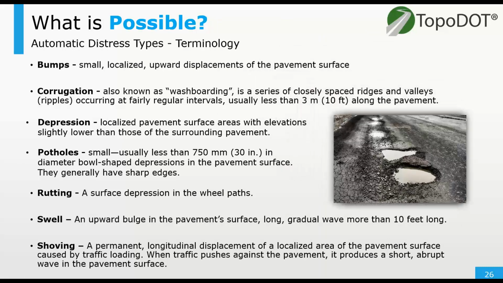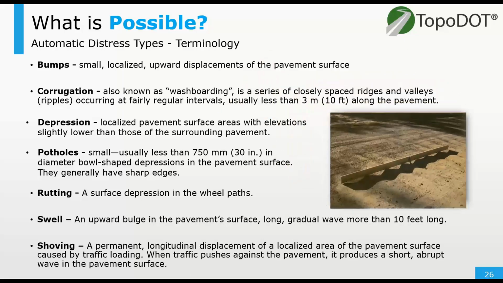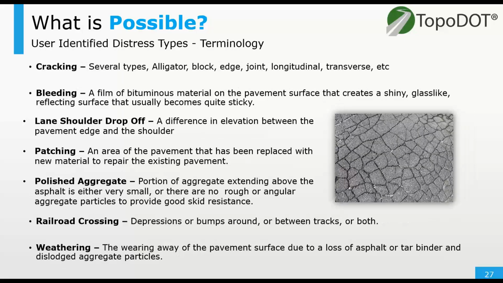So what is possible? What is possible to basically pull out from these mobile data sets? And we've broken them up into two categories. We have the automatic distress types, and we'll see later on the user identified ones. These are going to be all the low frequency objects that are large enough to be collected within the point cloud alone. So we can actually see these in the point cloud itself, and we'll be measuring off the point cloud to find these guys. So we got bumps, potholes, rutting, all the large items there.